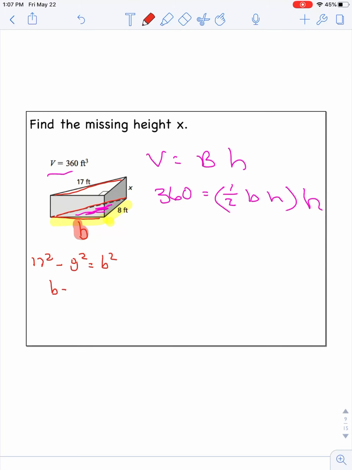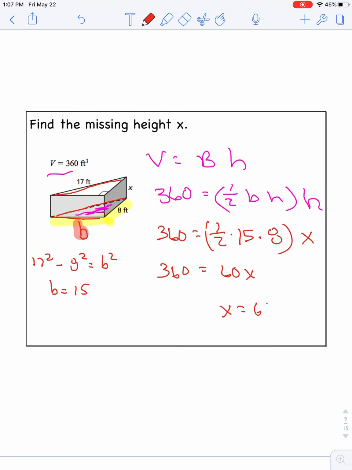So that means that my base is going to be 15. So now I have that 360 is equal to 1/2 the base times the height, which is the height of my actual is 8 of the triangle, and then I multiply that by x because that's the height I'm trying to find. So continuing to simplify, 360 equals 60x. Divide each side and we get x equals 60 feet.